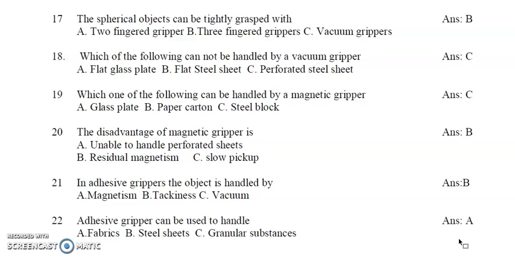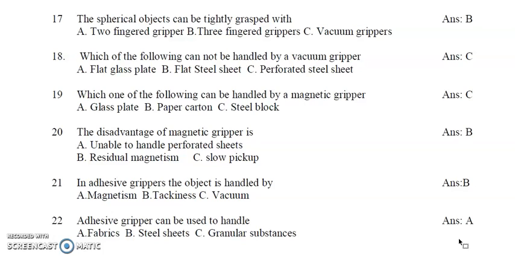Question 21. In adhesive grippers, the object is handled by A, magnetism, B, tackiness, C, vacuum. So the answer is B, tackiness. By the tackiness, it sticks to the object and then handles the object. Magnetism is for magnetic grippers and vacuum is for vacuum grippers.